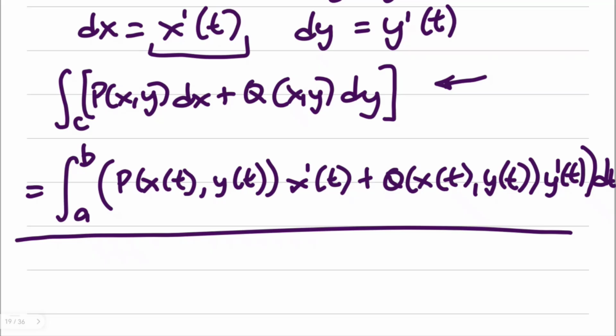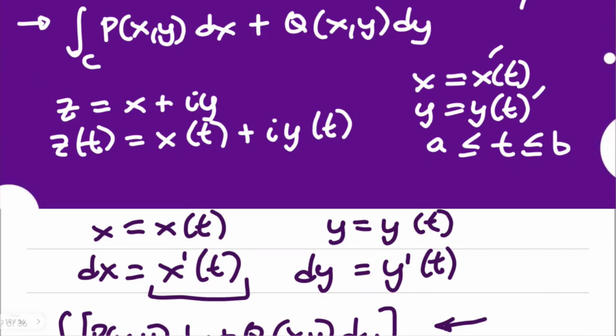So in the next few videos, we're going to provide formulas for the parameterization of the path, depending on the type of path, whether it's a straight line between two points, a horizontal line, a vertical line, or even a curve. We will have that in a separate video.